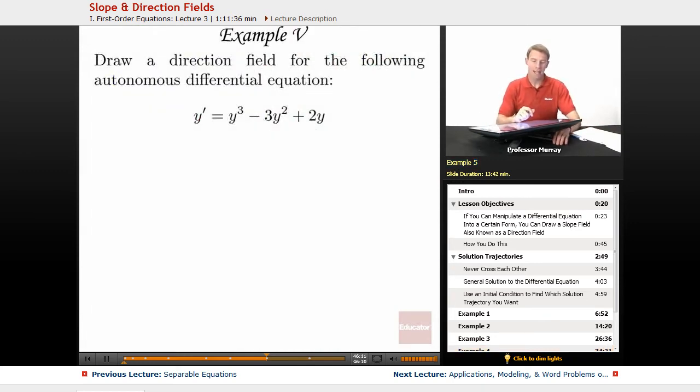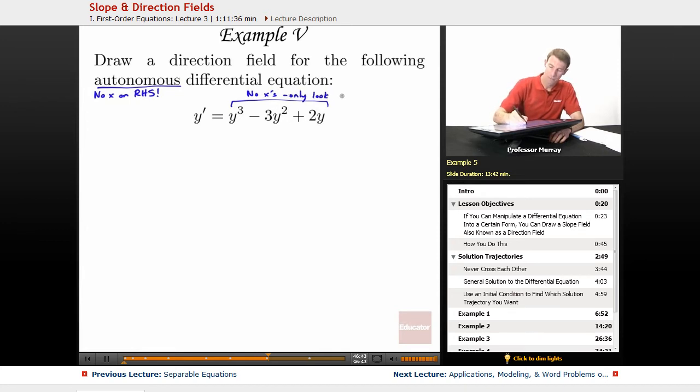So in example 5, we're going to draw a direction field for the following autonomous differential equation. And let me mention this word autonomous. What that means is that there is no x in the right-hand side. It's just a function of y. So there's no x on the right-hand side, which really means we only need to look at the y values. So there are no x's here. No x's, which means we only look at the y's.